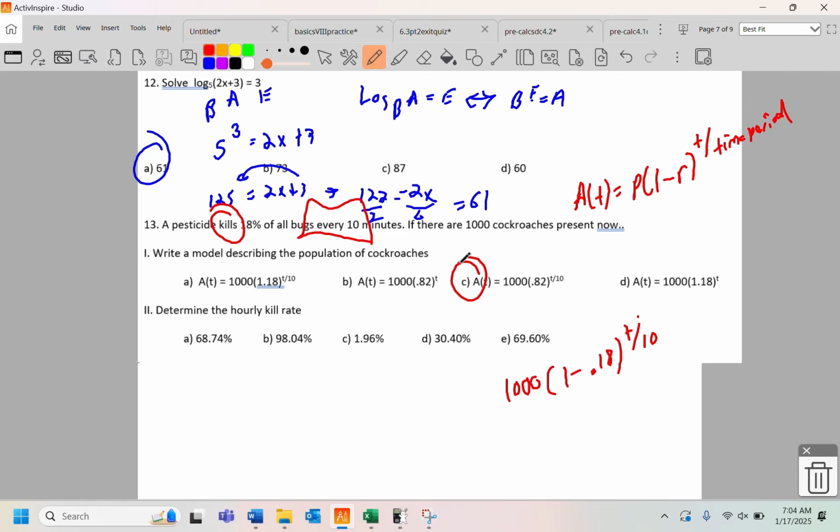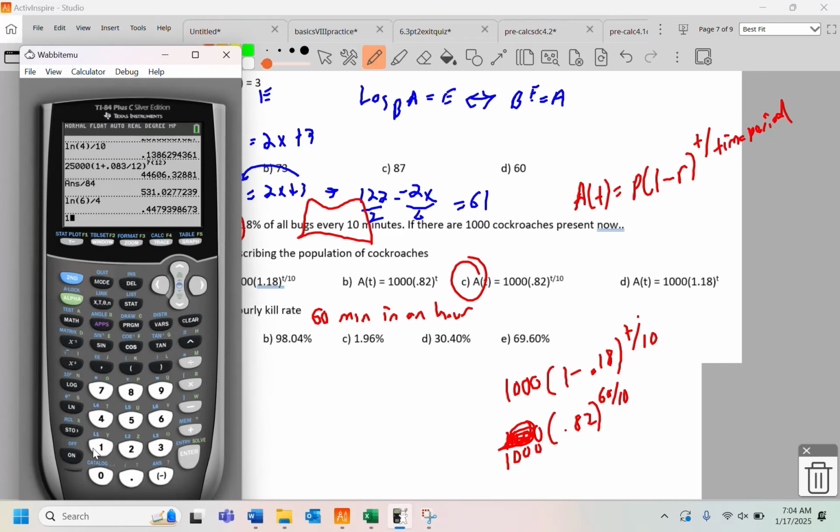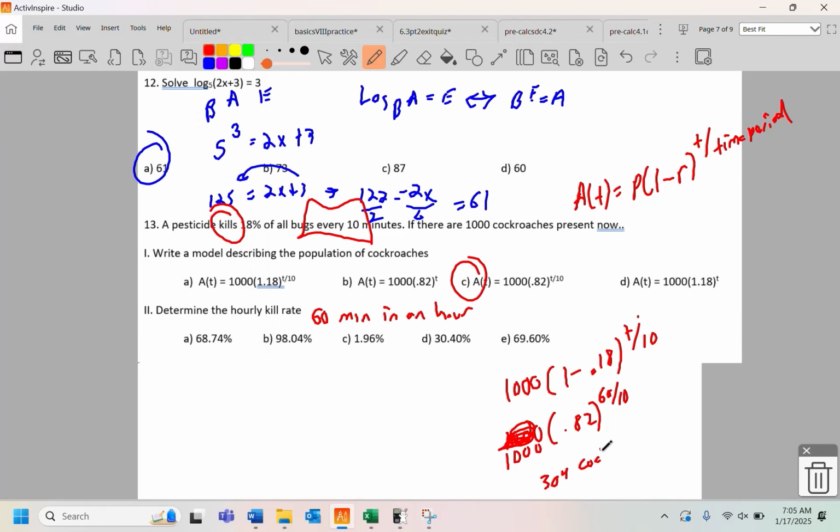2 is determine the hourly kill rate. And this one's easier than some of the ones that I've done on little quizzes at the end of class. There are 60 minutes in an hour, so I'm just going to feed a 60 to this. 1,000 times 0.82 to the 60 over 10. I'm not even going to worry about this piece, just the last piece. I guess you could do the 1,000 if you wanted to. Well, why not? You kids do weird things, so let's just put the 1,000 in there. 0.82 to the 60 over 10. So after 1 hour, there are 304 cockroaches left.